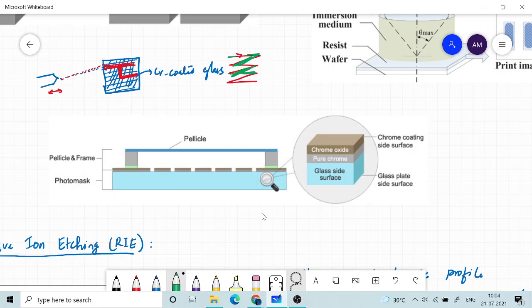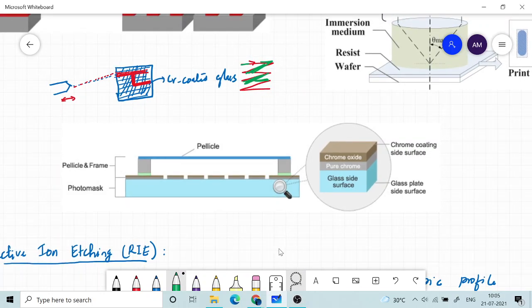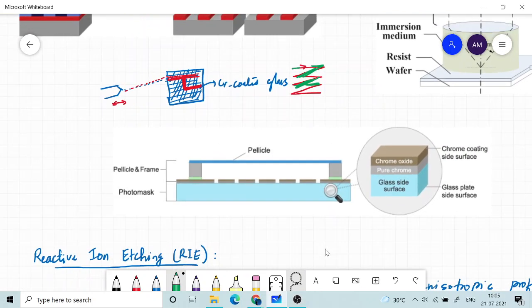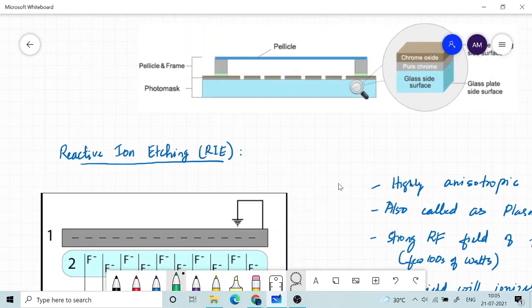So by scanning and switching the beam on and off, you can transfer the pattern to the resist. Once you transfer the pattern to the resist, you develop it, and after developing you can go to what is called etching. Etching is a common step for photo mask making, as well as for creating the pattern on a film on the wafer.